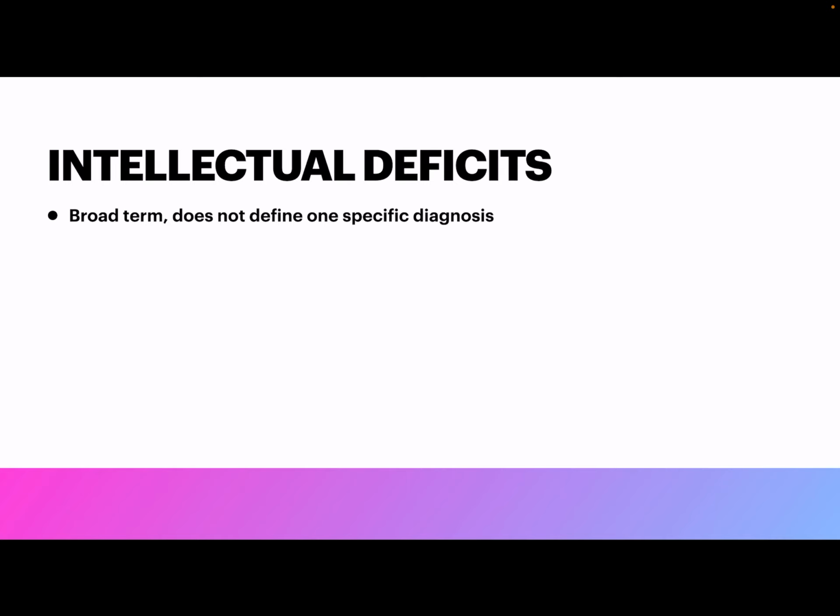Included are Down syndrome, fetal alcohol syndrome, Prader-Willi syndrome, congenital rubella syndrome, Williams syndrome, and Fragile X syndrome, along with autism. The deficit can range from mild to severe.